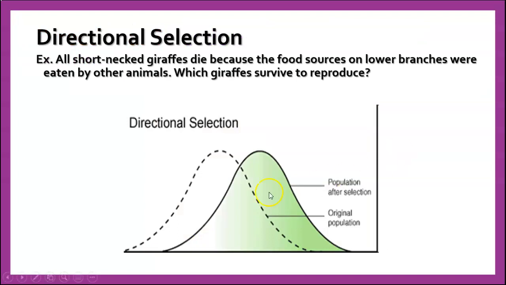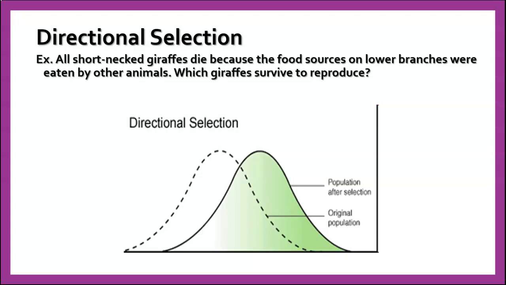Directional selection is when that whole graph basically shifts one direction or the other due to changed conditions. For example, all short-necked giraffes died off because the food sources on the lower branches were eaten by other animals. So the giraffes that survived to reproduce were the ones that had longer necks and were able to reach up higher than other animals were and still get the nutrition they needed.